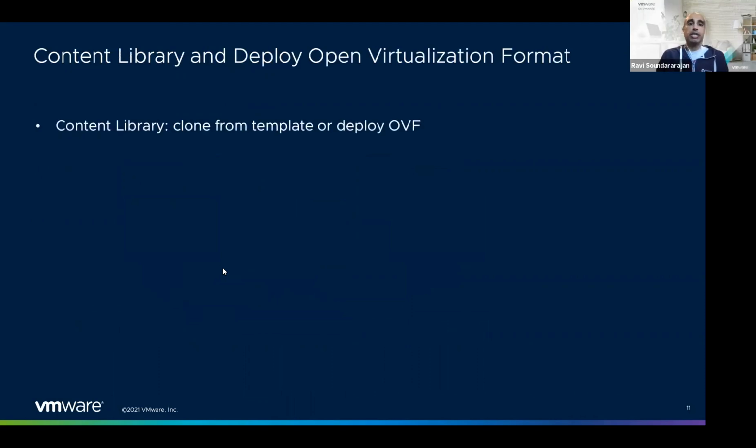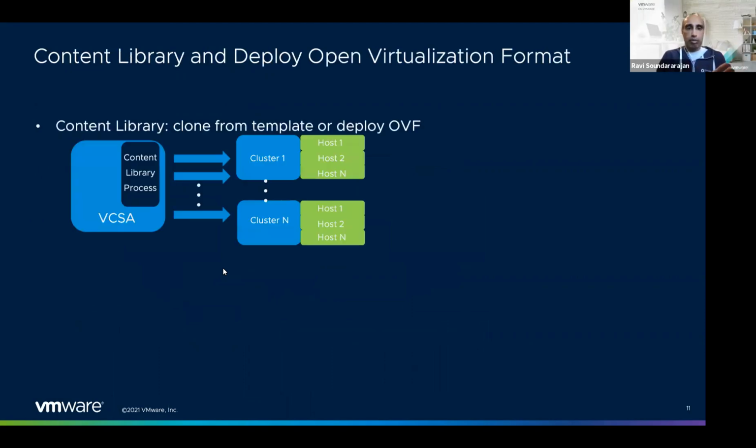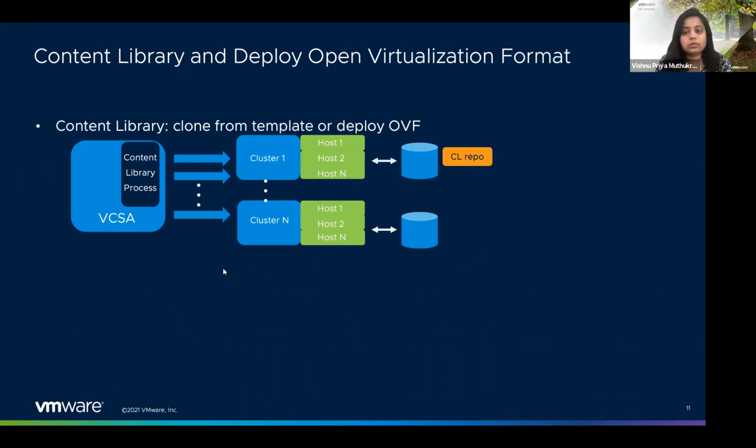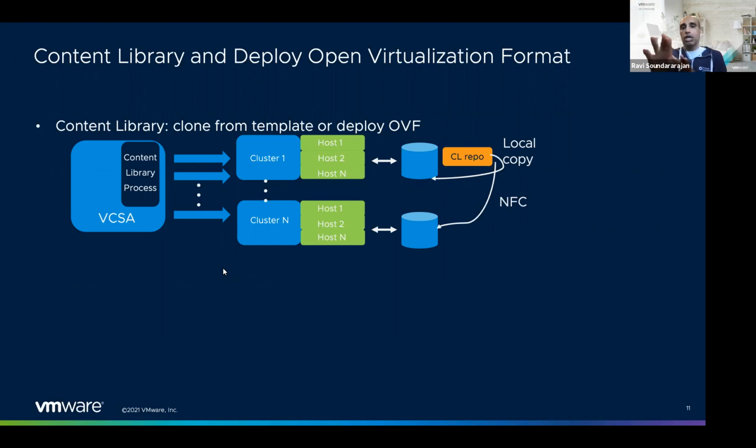Now, if you're using content library, the content library process resides in vCenter. It allows you to deploy across clusters. If you have a content library attached to a cluster and you do a clone within that cluster, that's typically a local copy. But if you clone it across to a different cluster that does not have a copy of that content library item, that's actually a network copy. So you would expect that to be slower.